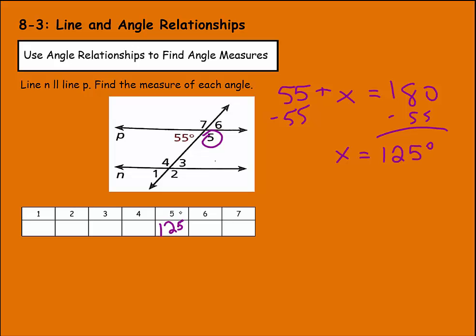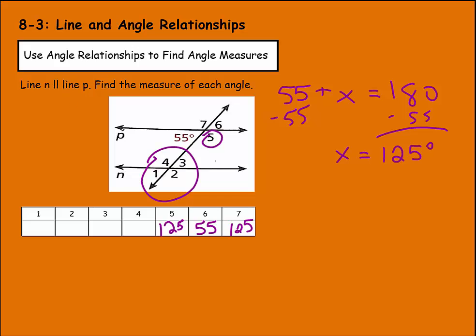Now we can use some of the properties that we know. I know that this one and this one are vertical, so 6 is going to be the same as this angle, which is 55 degrees. I know that angle 5 and angle 7 are vertical, so angle 7 is going to be the same as angle 5, which is 125 degrees. Now I have these 4 angles down here.